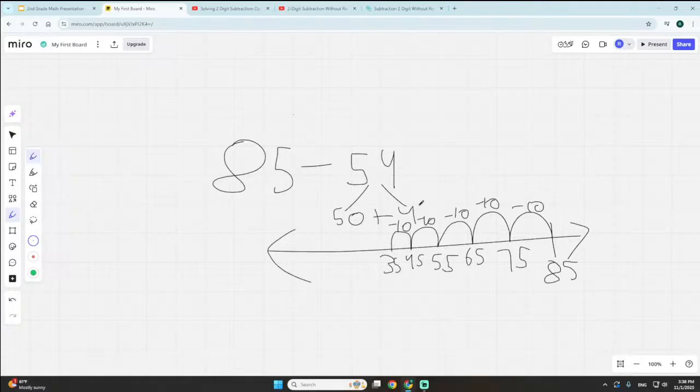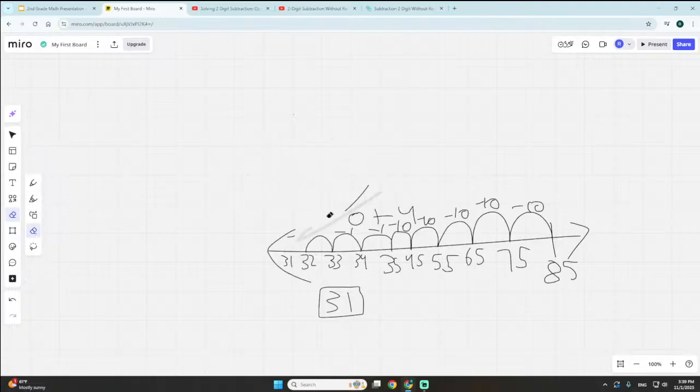Now, we're going to subtract 4. So here, we're going to do 4 jumps of minus 1. Minus 1, minus 1, minus 1, and minus 1. So we get 34, 33, 32, and 31. So what we end up with is 31. Okay, let's keep on moving.